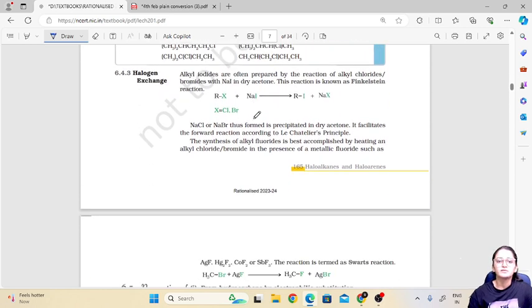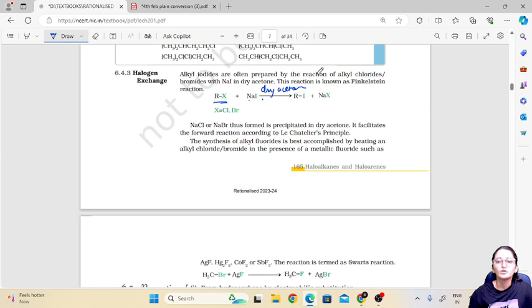Next, very important reactions from this chapter are halogen exchange reactions. There are two name reactions under this, which are Finkelstein reaction and Swarts reaction. So let us see first Finkelstein reaction. Now what is Finkelstein reaction? We have to take alkyl halide and add to it sodium iodide and dry acetone. So alkyl halide or alkyl bromide treated with sodium iodide in dry acetone will give alkyl iodide.